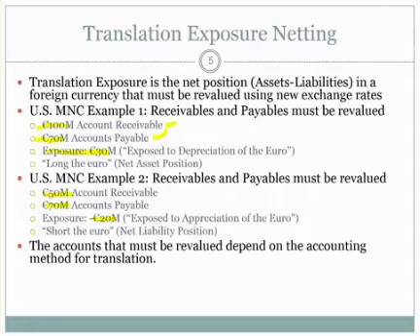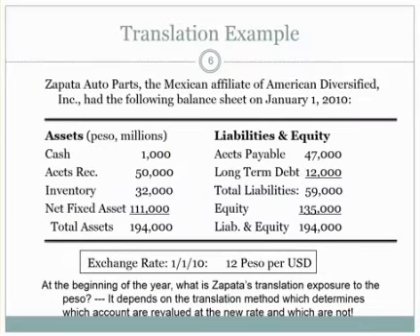So the next thing we're going to handle is under what circumstances do we have to recognize gains or losses in the balance sheet. So let's start with an example. Zapata is an auto parts manufacturer, an affiliate or subsidiary of an American multinational firm.